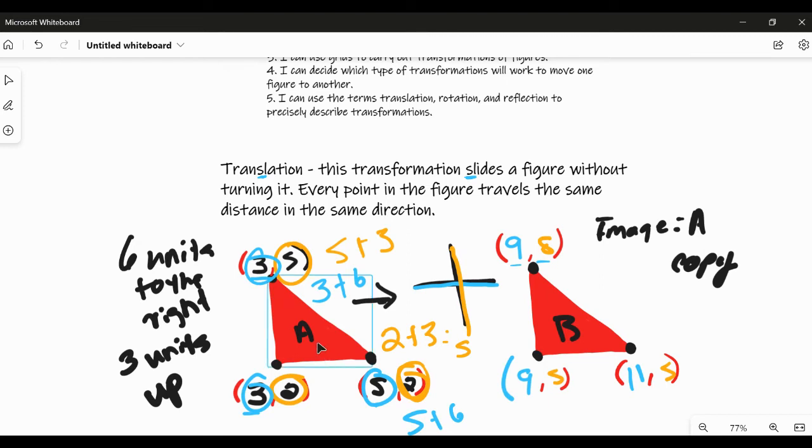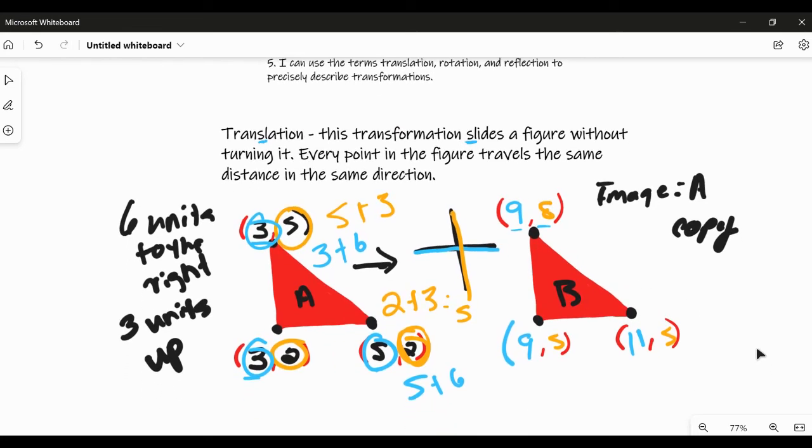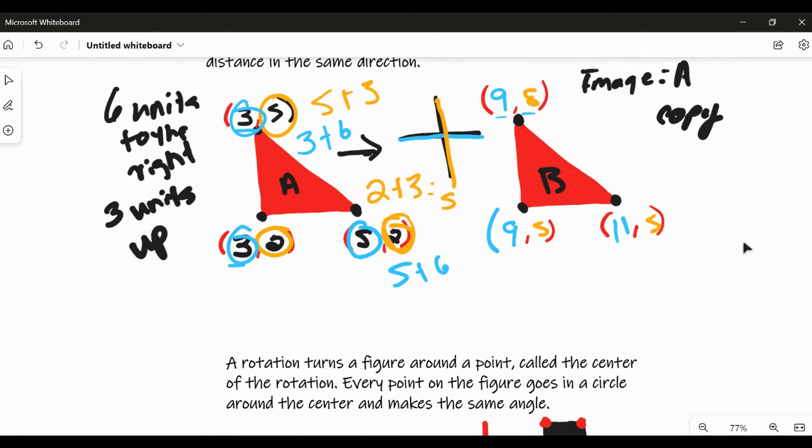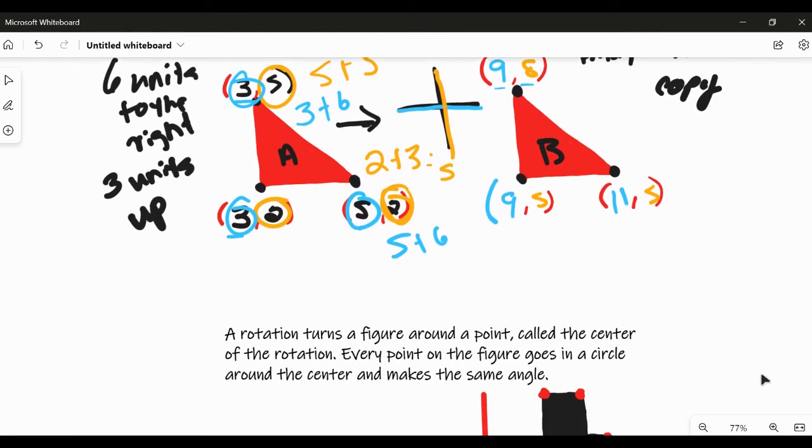We know that it is a translation because each point moved the same distance and traveled in the same direction. And also, the figure did not turn. So there is a complete translation. We're going to move on to the next transformation, which is known as a rotation.